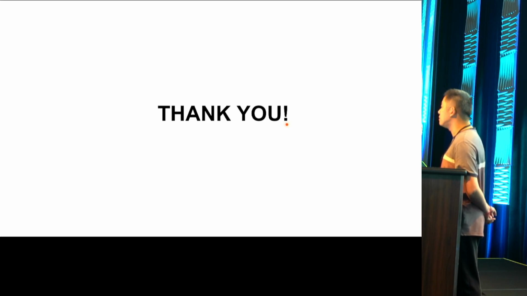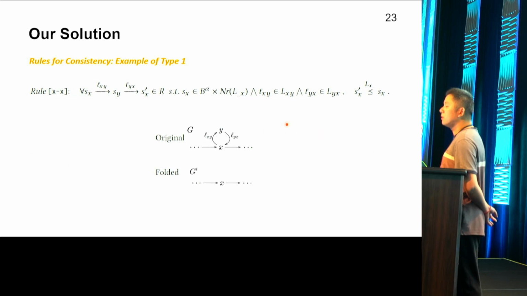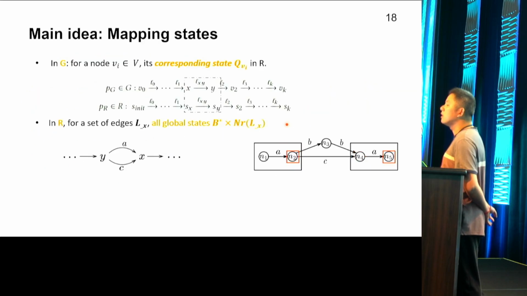That's a very good question, and I believe this is a very interesting future work. As we see in this slide, we have the ground truth, which is QVI, and we can actually obtain this ground truth by just performing CFL-reachability computation. We didn't do that because our technique is a pre-processing technique, so instead of analyzing the graph, we actually analyze the recursive state machine.